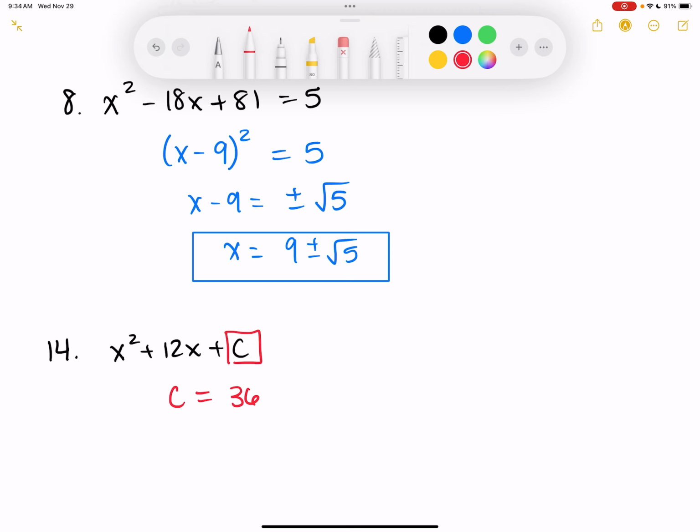So if I put in 36 here, what would you tell me the factoring of the perfect square trinomial would give me? Like, what would be in the parentheses? X plus 6 squared. So aside from doing the right hand side, you just completed the square.